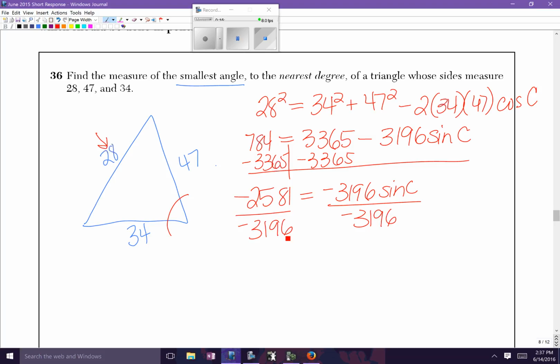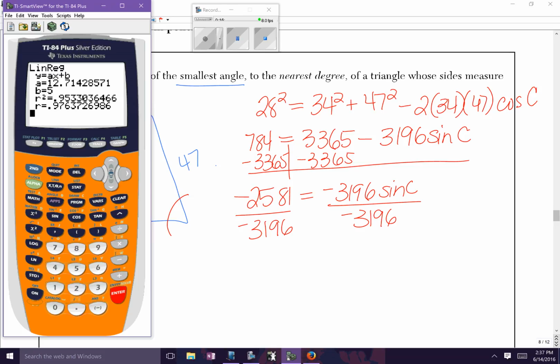I'll grab my calculator. So let's see. I want to do negative 2,581 divided by negative 3,196. I get this really long decimal, so that would be equivalent to the cosine of C.